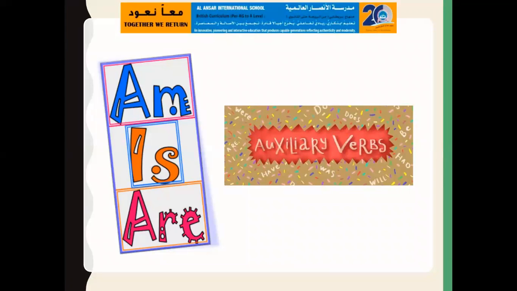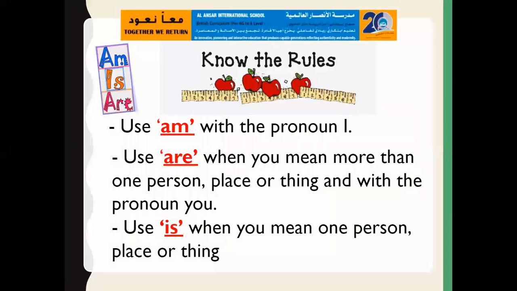Now moving on to today's new lesson, auxiliary verbs. There are 3 types of auxiliary verbs that we will talk about today. The first one is am. The second one will be is, and the third one is are. Am, is, and are. Now let us learn about the rules.